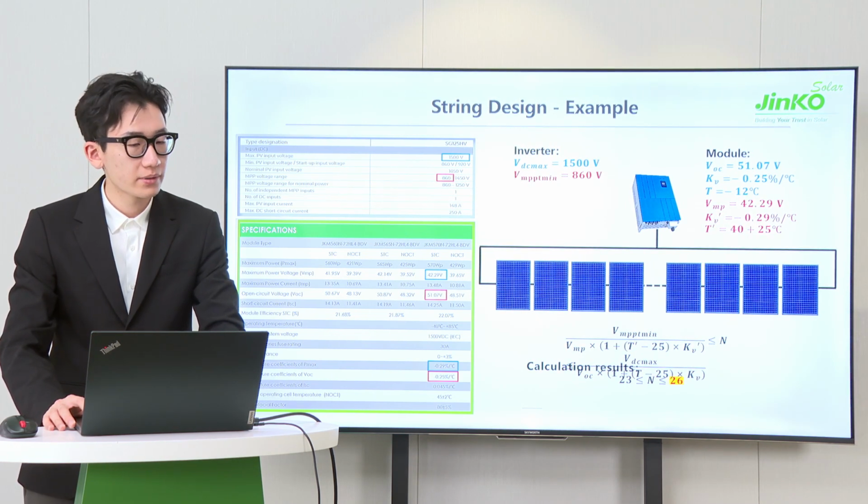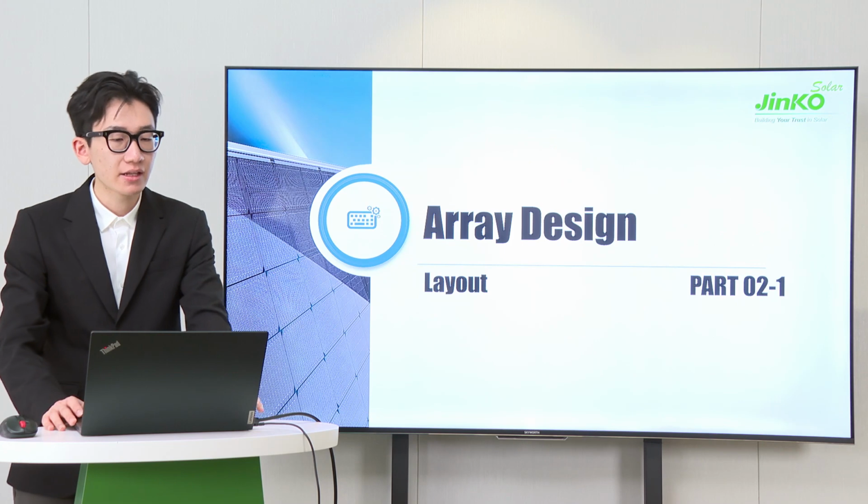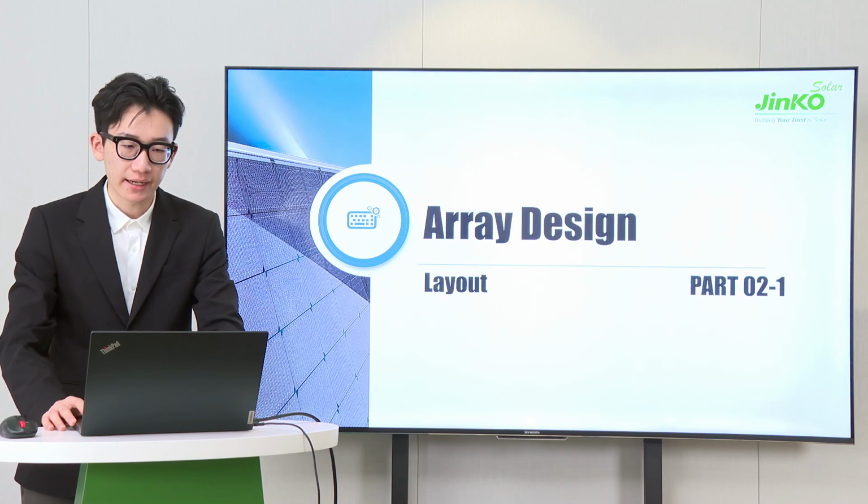The number of PV modules in series should be in the range from 23 to 26. Normally, we hope that the more modules in series, the better. So in this case, 26 modules are connected in series to be a string. Then, for a quick look at the layout design.